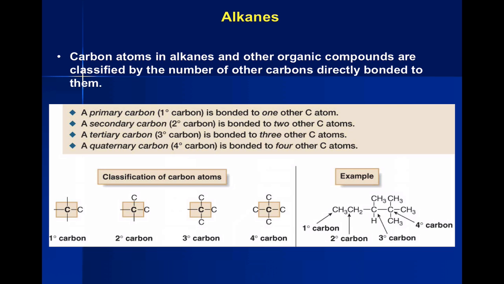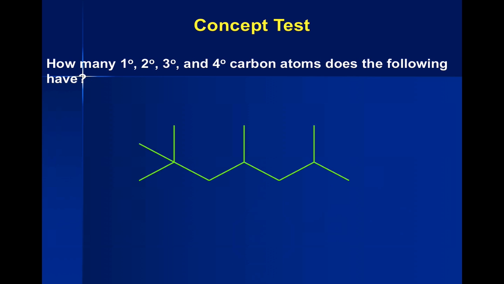Okay, so you need to be able to identify the different types of carbon within an organic molecule in a fairly quick and straightforward manner. So let's do a quick concepts test. Get out a sheet of paper and identify the primary, secondary, tertiary, and quaternary carbon atoms in this molecule. So the first thing you need to do is draw that molecule and then identify the types of carbon.